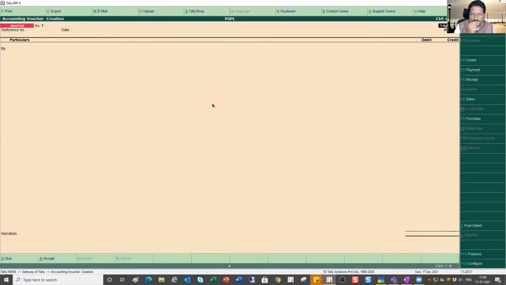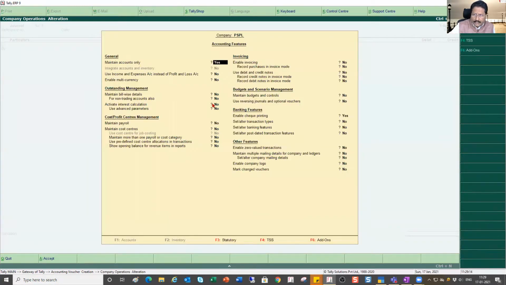Now in Tally ERP, the credit note and debit note may not be enabled. By default they may be enabled, but if you have disabled them, or if you don't want them, look at the F11 features. In F11 features we went and set invoicing to no. In fact, by default the debit note and credit note options will also be no. Only when you require them can you go and enable them.